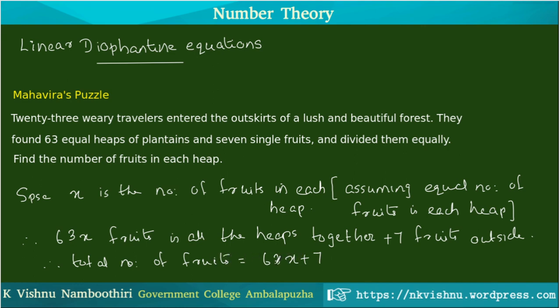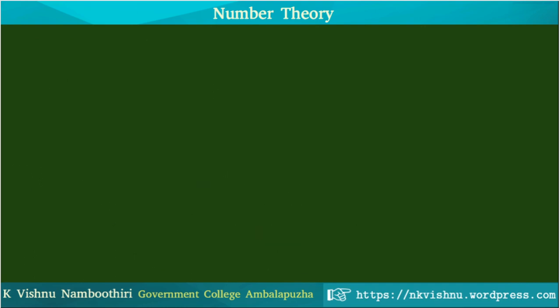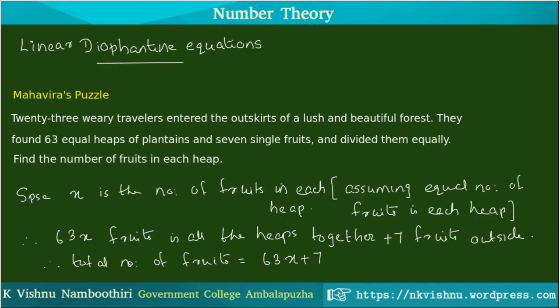But note that if we are just using 63x plus 7, we may not be able to arrive at anything. We have to use something extra that is also given. It's given that 23 travelers are there, so we are going to make use of that 23. We don't know how many fruits are actually distributed to each person. Of course, we have to find the number of fruits in each heap, but it's also given that the fruits are distributed equally to all the 23 travelers. Therefore, if we suppose that y is the number of fruits given to each traveler, then there are in total 23 times y fruits.